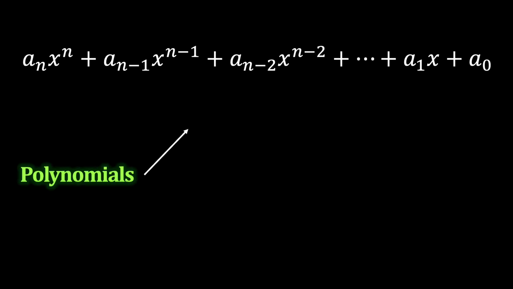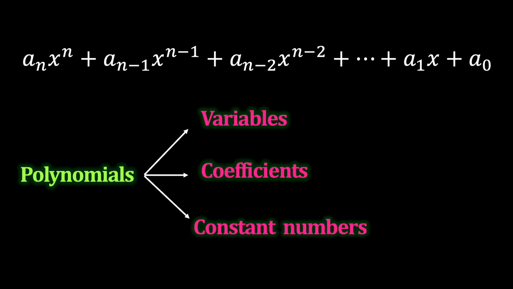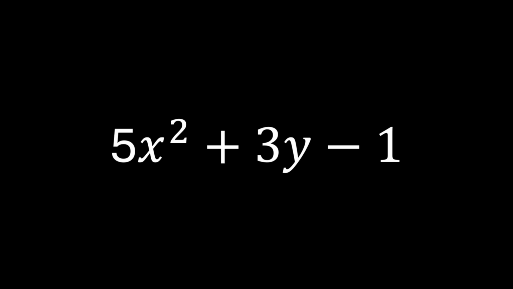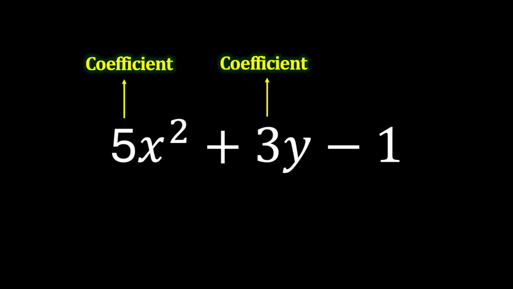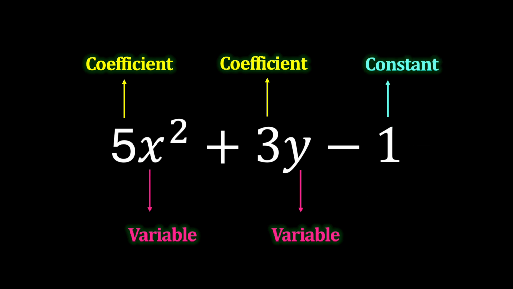Polynomials are algebraic expressions that consist of variables, coefficients, and constant numbers, which are combined using only the operations of addition, subtraction, and multiplication. In this expression, 5 and 3 are coefficients, and a coefficient is a number which is multiplied by a variable, and x and y are variables. And here we have 1 as a constant number and 2 as an exponent. And as you can see in this expression, we have plus and minus as operations.